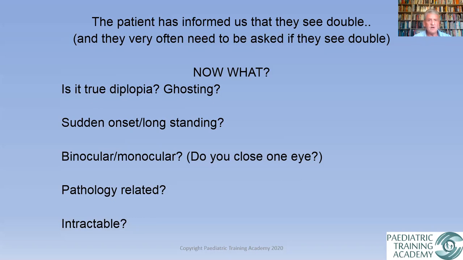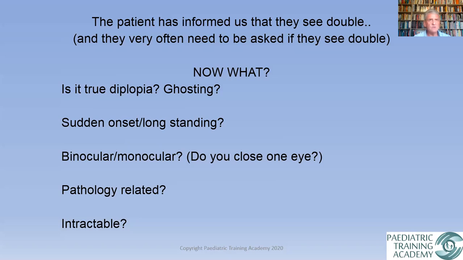Very important is to find out whether the onset of their diplopia is sudden or it's been long-standing. They might say to you, well, I've had double vision for the last 20 years, or three days ago, I got hit in the face and all of a sudden I have diplopia or I have double vision. You also need to try and find out whether they have binocular or monocular diplopia. Do you close one eye? And that's why I added it to the title of this presentation. Do you close one eye?